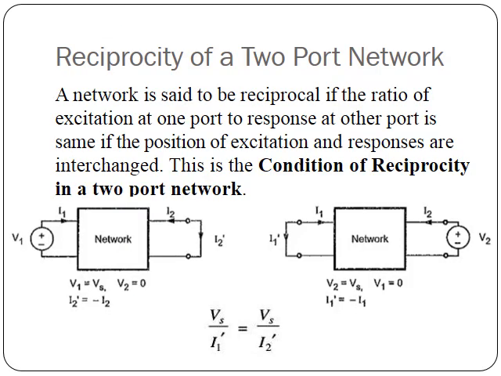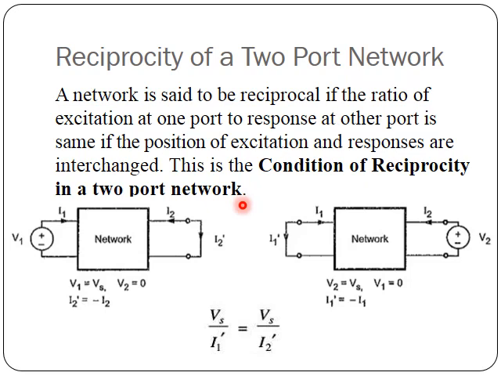Now coming to the reciprocity in a two-port network. A network is said to be reciprocal if the ratio of excitation at one port to response at the other port is same if the position of excitation and responses are interchanged. This is the condition of reciprocity in a two-port network.